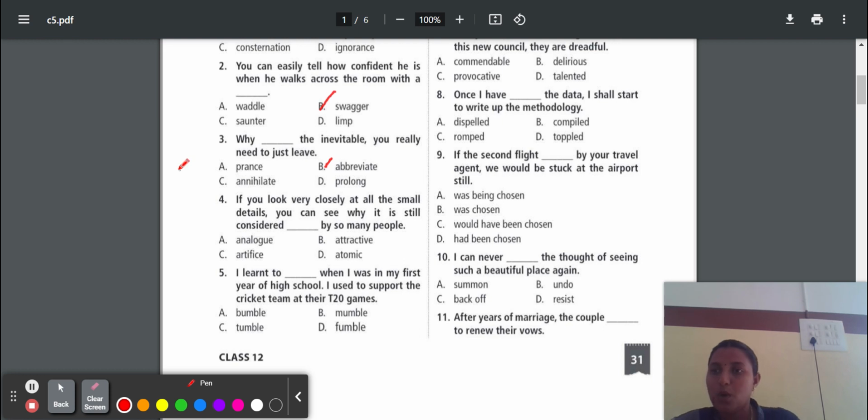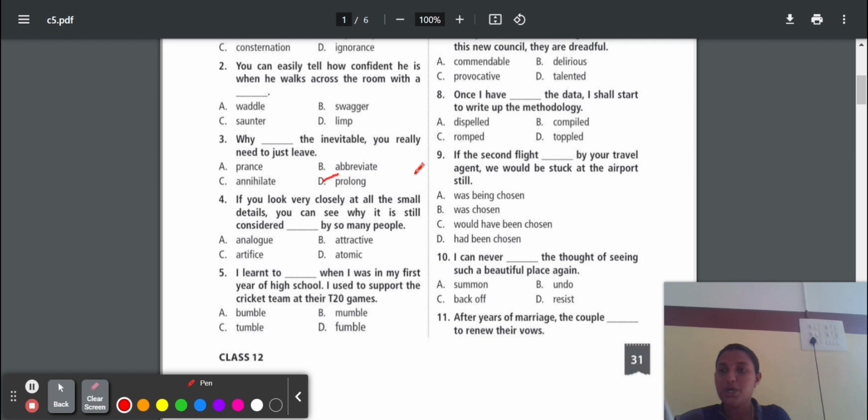Question number 3. Why does the inevitable you really need to just leave? Option A, prance means to move about with quick. Option B, abbreviate means to make something shorter. Option C, annihilate means to destroy. Option D, prolong means to make something last longer. Answer for the question is option D, prolong.